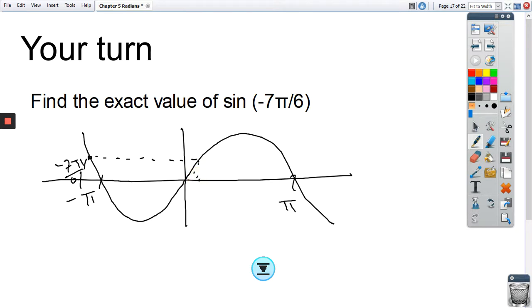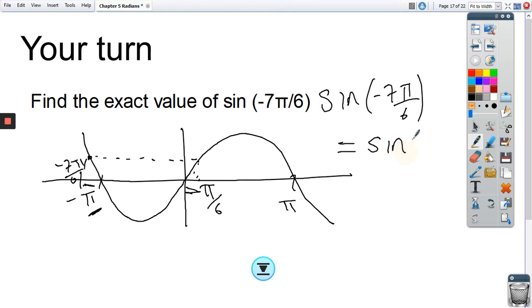Now, looking at the symmetry here, if you've got minus pi here and minus 7 pi over 6 here, you've gone pi over 6 past the curve there. So that is going to be the same as this distance here. This distance and this distance are the same. So that's going to be pi over 6. And then you've got sine of minus 7 pi over 6, which is the same as sine of pi over 6, which you know equals 1/2.